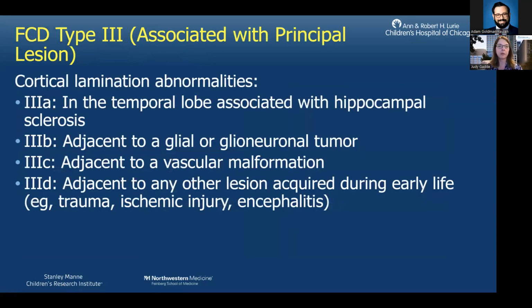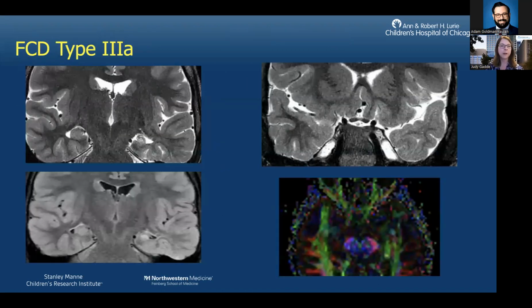And then type 3 means that it's associated with a lesion. So these can be very hard to find because you're so focused on the associated abnormality. And we'll go through these, but just for purposes, type 3A is going to be when it's associated with hippocampal or mesial temporal sclerosis. Then type 3B is if it's adjacent to a glial or glioneuronal tumor. C, if it's associated with a vascular malformation, and then D is pretty much anything else that has been acquired during early life.